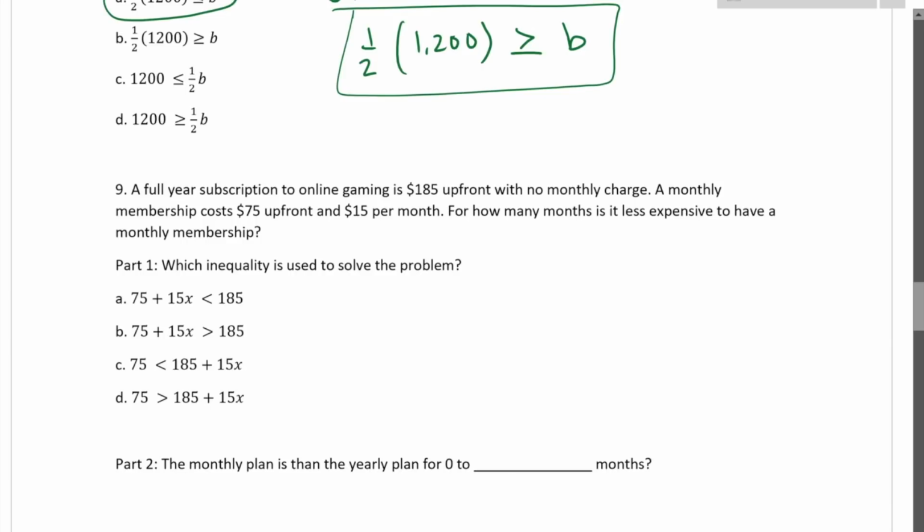So let's go ahead and put this all together. One of the companies offers $185. The other one offers $75 and $15 per month. So let's do the first one, $75, the blue one. That's how much you pay up front. You're never going to lose that money. That money just goes straight to them. And $15, so plus 15x, because per month, depending on how many months you do, you can figure that out. The other answer is 185.